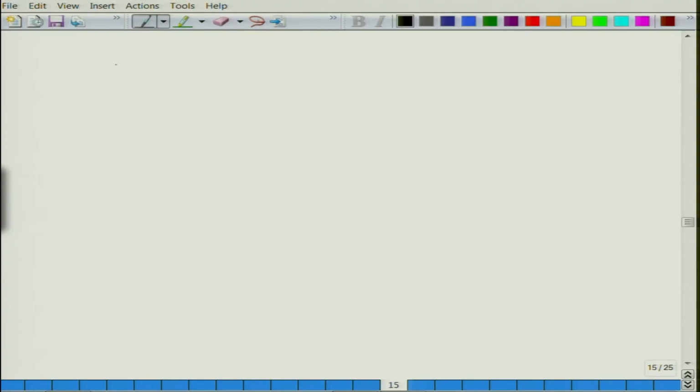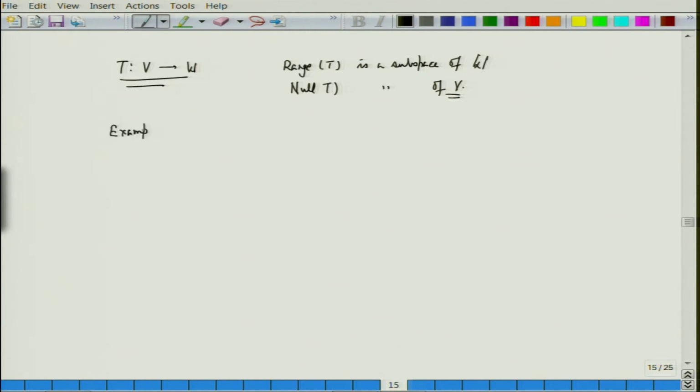Alright, so recall that I had asked you to find out that, given a T from V to W, the range of T is a subspace of W, and the null space of T is a subspace of V. T is a linear transform that is given to me. So, let us take some examples to compute them. I hope you have tried it out yourself. Let me take examples here to construct them, so that you understand what exactly we are doing.